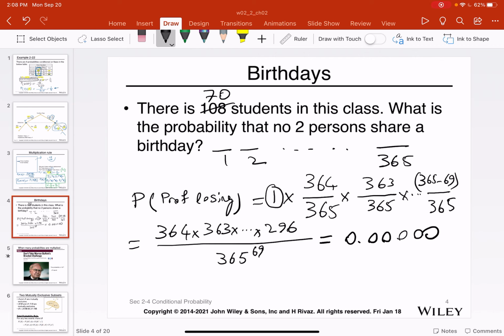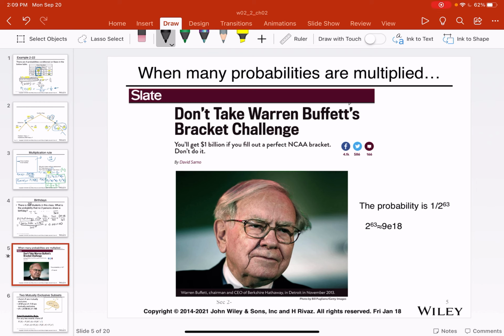So basically, our intuition is often wrong when many numbers are multiplied. Here there are 69 numbers that are multiplied. I can give you one famous example. A few years ago, Warren Buffett proposed a challenge. He said that if you can completely predict the NCAA bracket, meaning a total of 63 games, I'm not a sports fan, but I think it has 63 games, if you can correctly predict the outcome of all 63 games before the games start, I give you $1 billion. So Warren Buffett does have $1 billion to give. And the funny thing is that this was free.